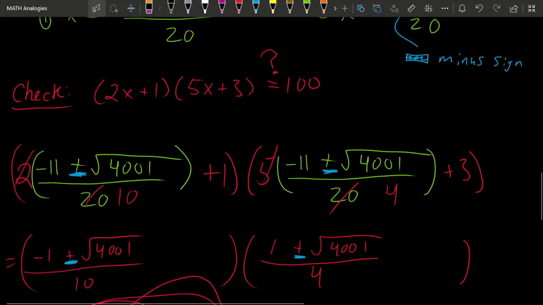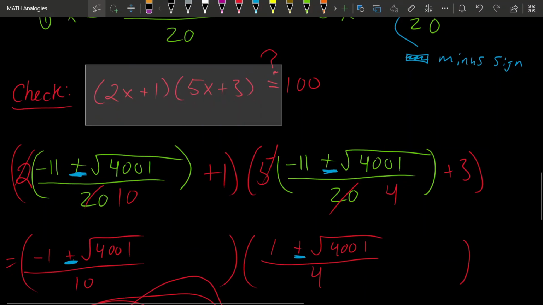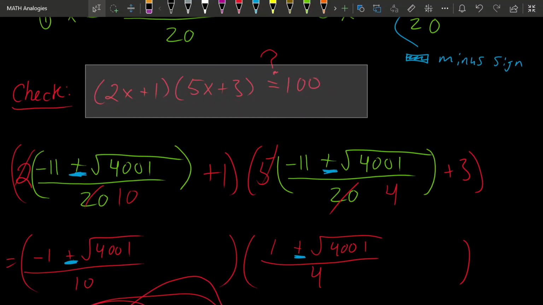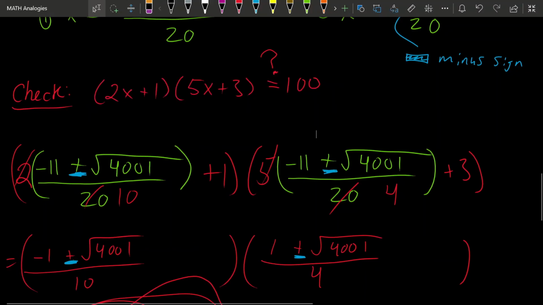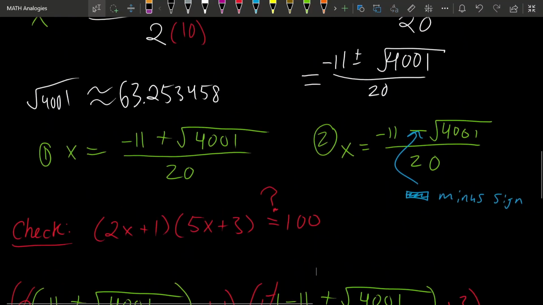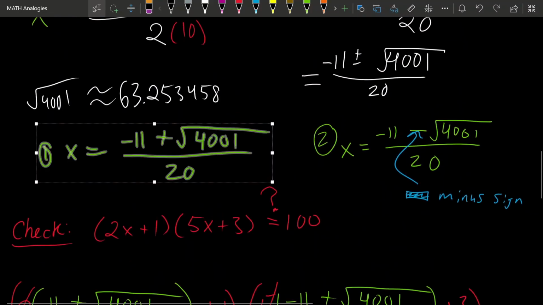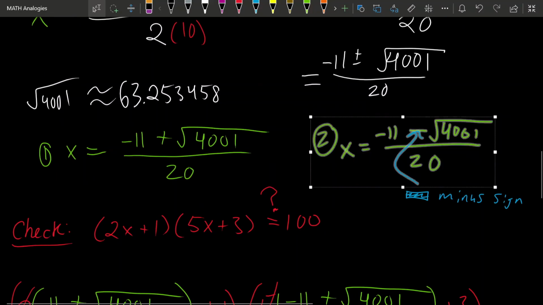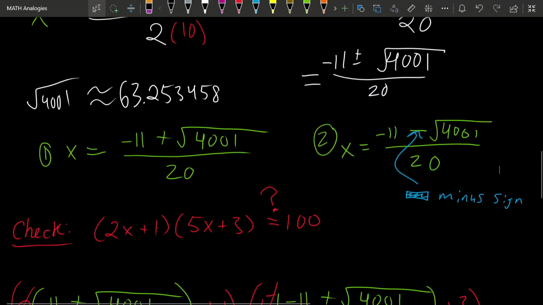Alright, so we started with this problem. We want to make sure it gets to 100. We solved for x by using the quadratic formula, and it told us we had these 2 answers, and we just checked that it actually does work. Pretty cool. Take care.